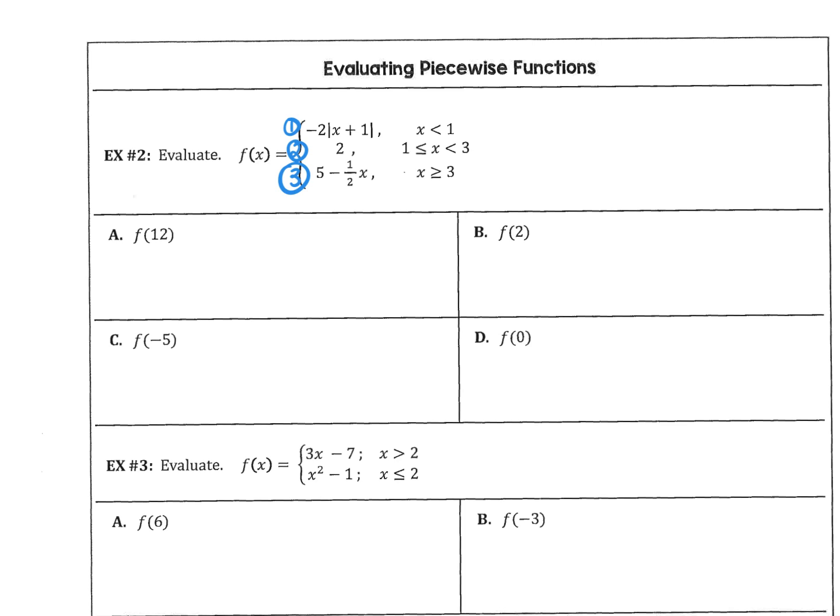So f of 12, this is our x value. This is our x. So what we have to do is figure out which one of those 3 functions that x belongs to. And to do that, we have to look here. These are our x's. So, does 12 belong with function 1, function 2, or function 3?